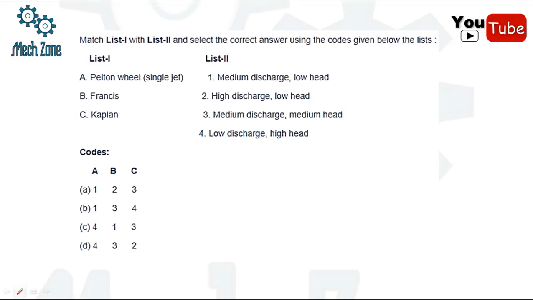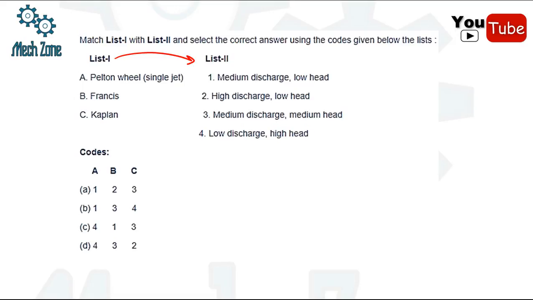So let us start with the first problem of the day. It is a match the column type question. We have three types of fluid machines: Pelton wheel, Francis and Kaplan turbine, and four options have been given: medium discharge, low head; high discharge, low head; medium discharge, medium head; low discharge, high head. So we have to match list 1 with list 2.